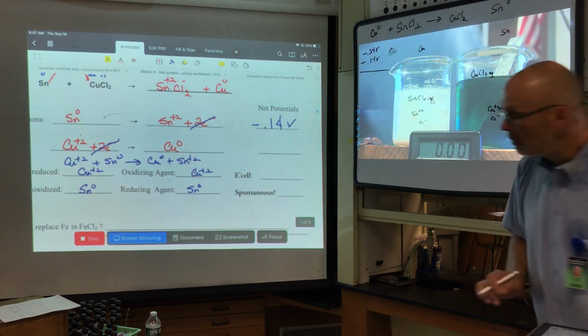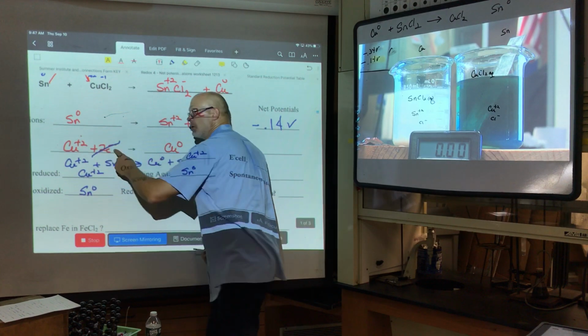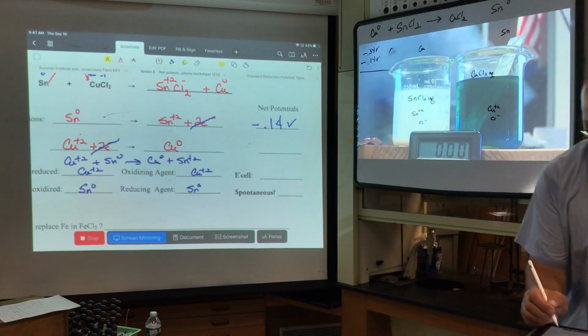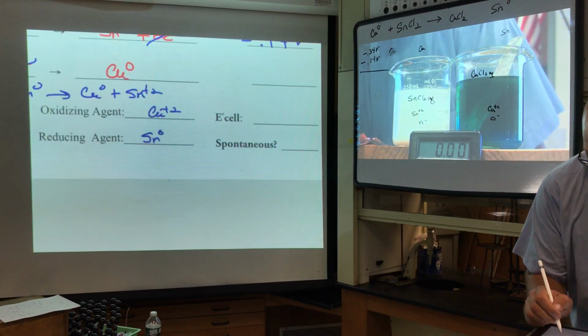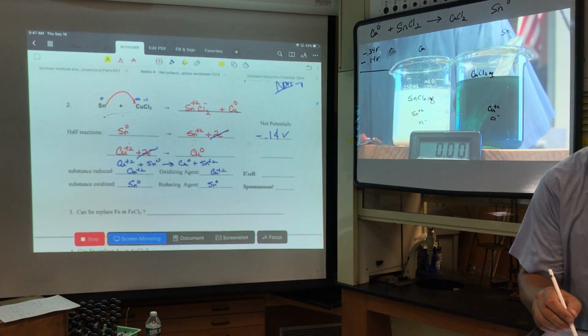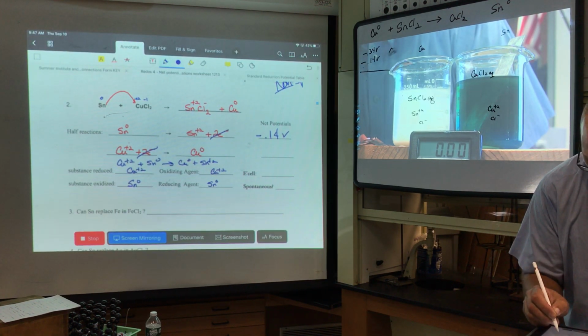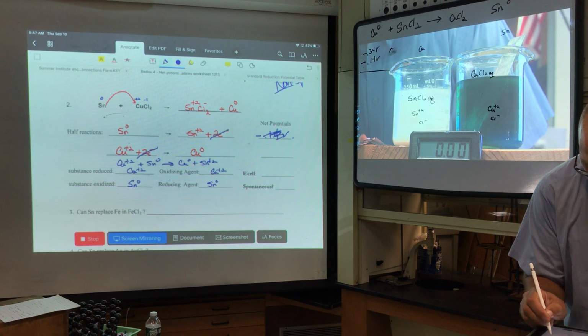Copper plus 2 is getting reduced. This one is positive 0.14. Christmas in July. This is positive 0.14.